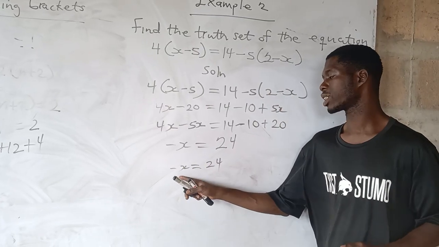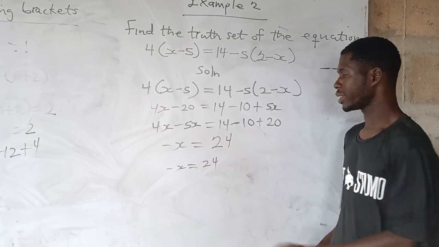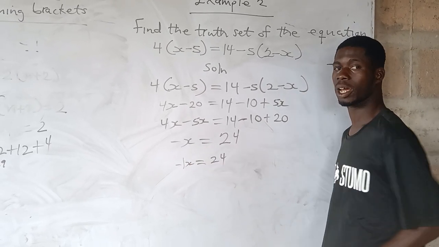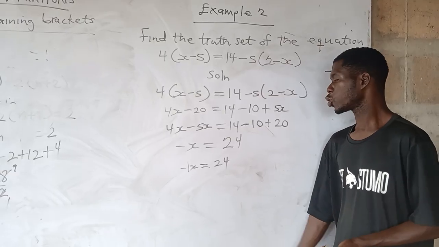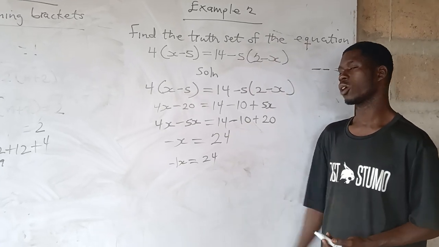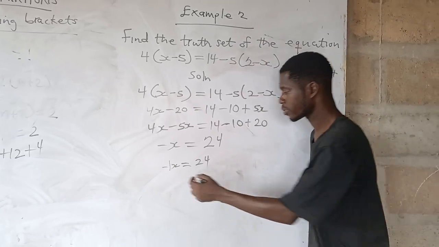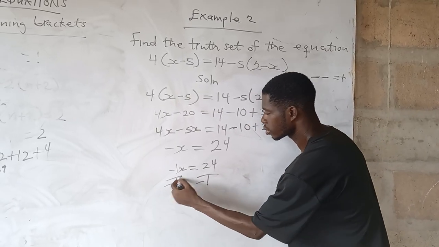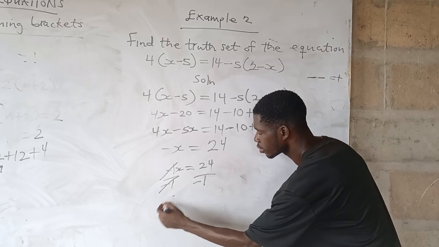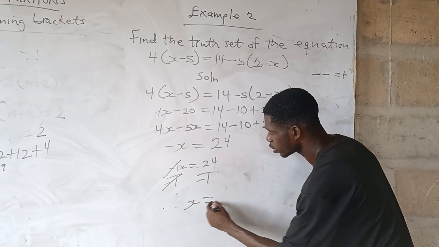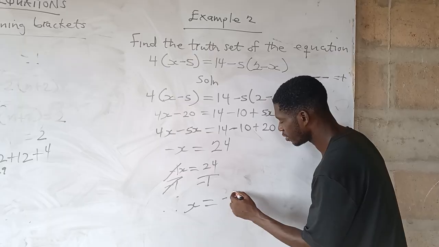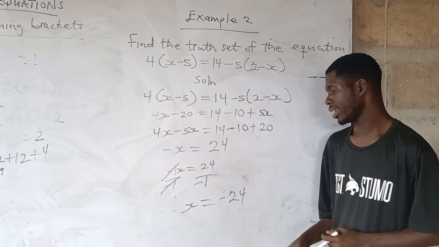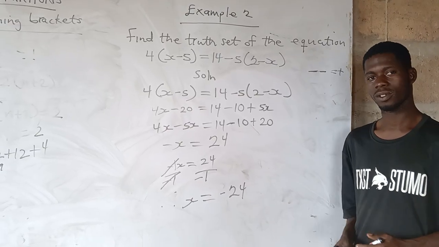So now you divide both sides by the coefficient of x, which is negative 1. The 1 is in front of the x, but we don't write it. So we divide both sides of the equation by the coefficient of x, which is negative 1. So therefore x is equal to negative 24.